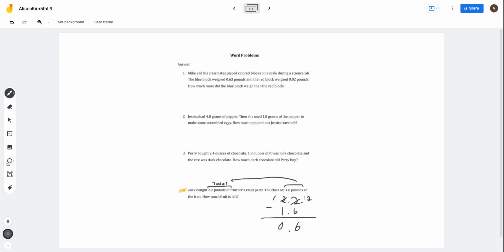But because this is a word problem, we want to write it down in terms of the problem. So we're going to need to label it. So we got 0.6, but 0.6 what? We have 0.6 pounds of fruit left. So when we're doing word problems, you need to make sure that you're labeling correctly. Because most teachers will mark you wrong, even if you have the right answer, if you don't label it. So you need to get into a habit of labeling.